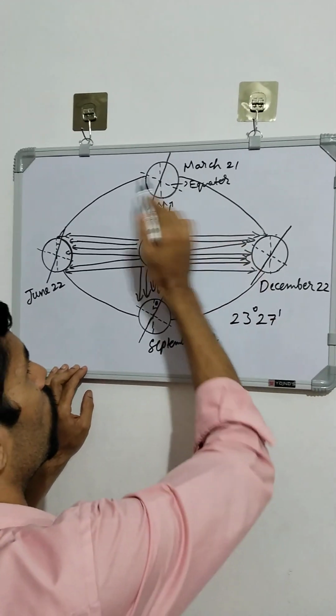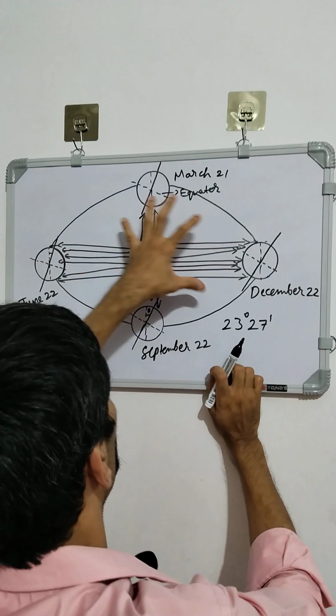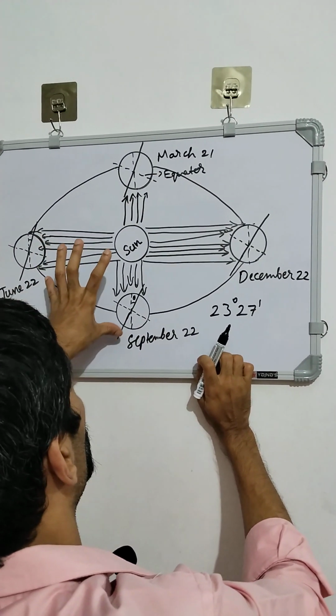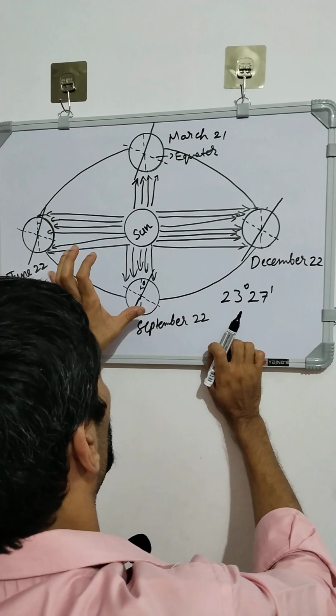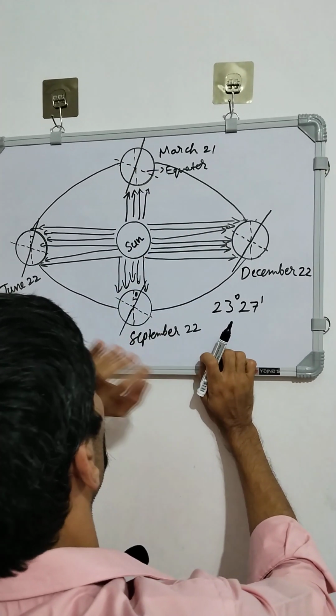This is the motion of our Earth, and these are the four special positions of our planet where the day and night differences mark the seasons.